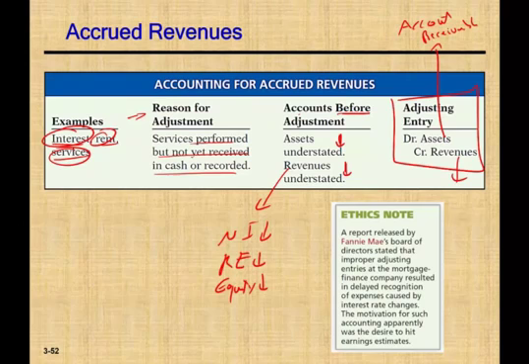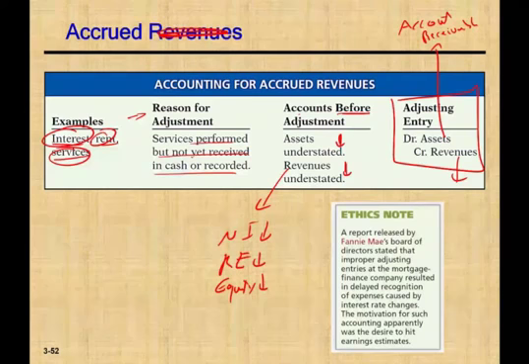Okay, so in the next session, what we're going to be doing is working with accrued expenses rather than accrued revenues. We're going to look at accrued expenses.